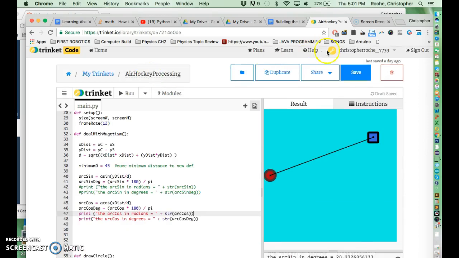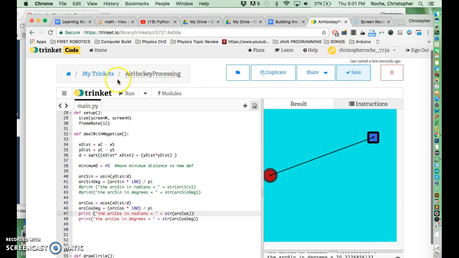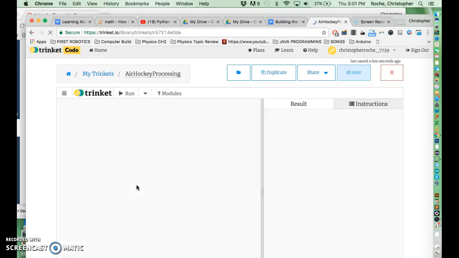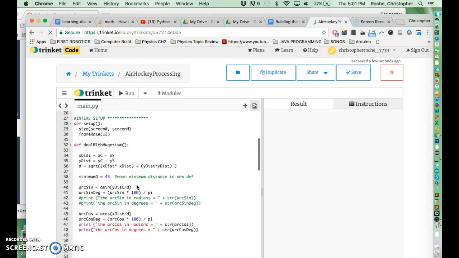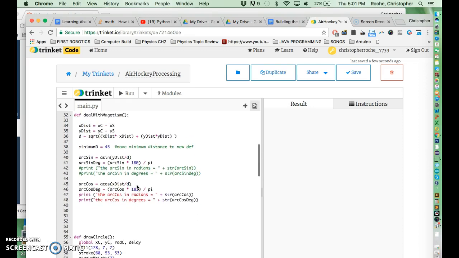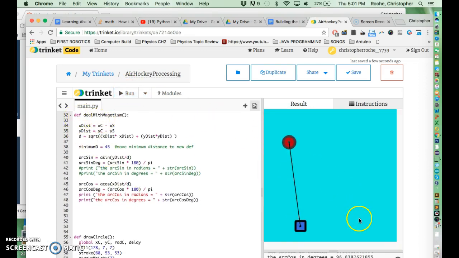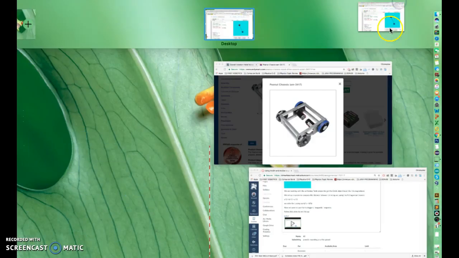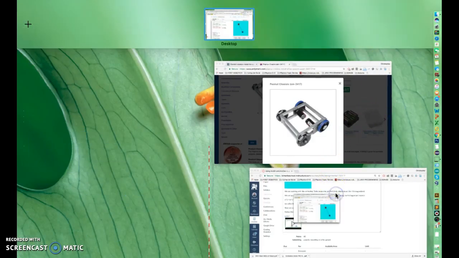Let me save it. Refresh the screen, just gotta clear old errors out. Okay, I've got this stuff. I'm still dealing with magnetism, basically. I'm going to run this, and I'm getting these cosine numbers. Let me pull this up so you can see it better.